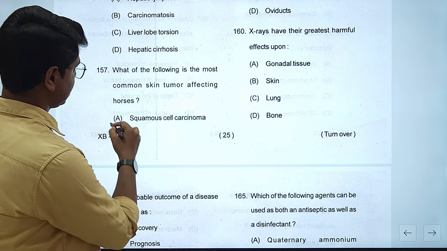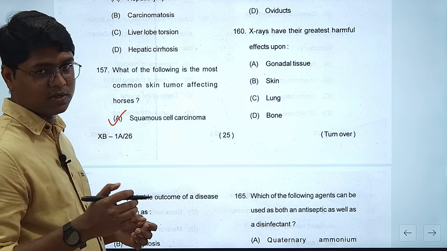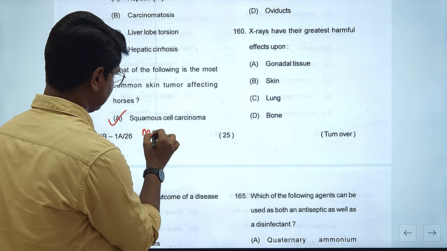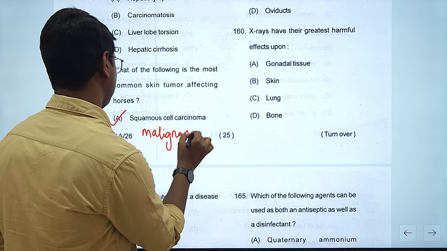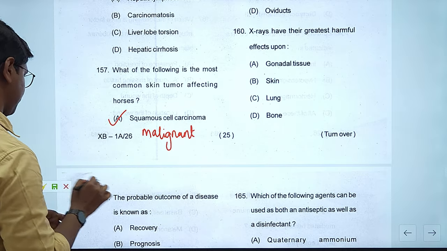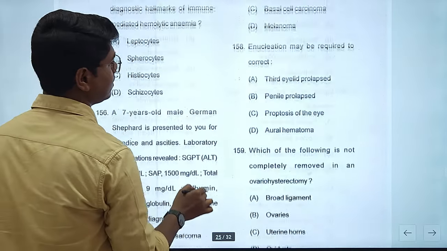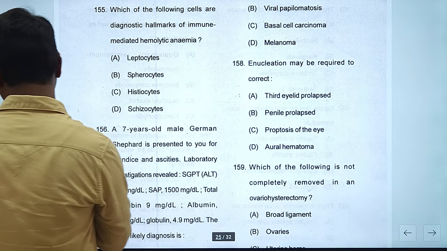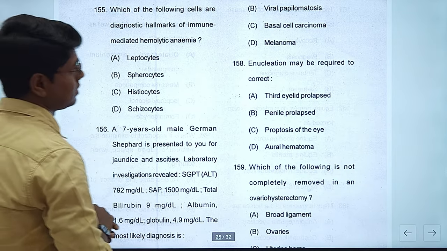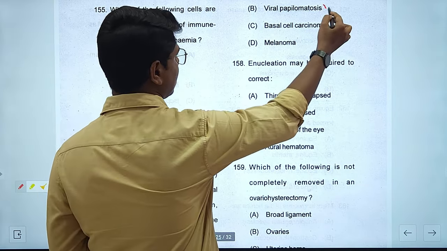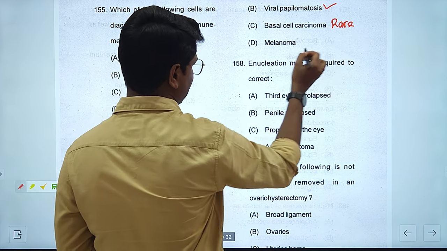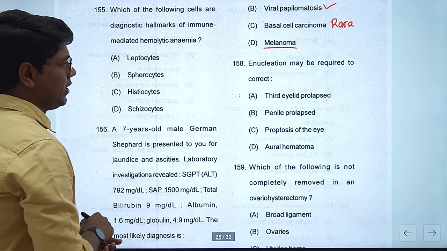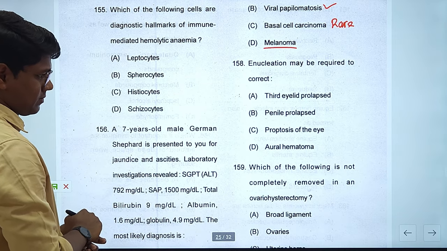Squamous cell carcinoma is the most common skin tumor. Mostly it is also malignant in horses, although you may find melanoma also. Okay. Answer is the squamous cell carcinoma. Okay, viral papillomas you can also find. Basal cell carcinoma is very rare in horses. Melanoma is also found.